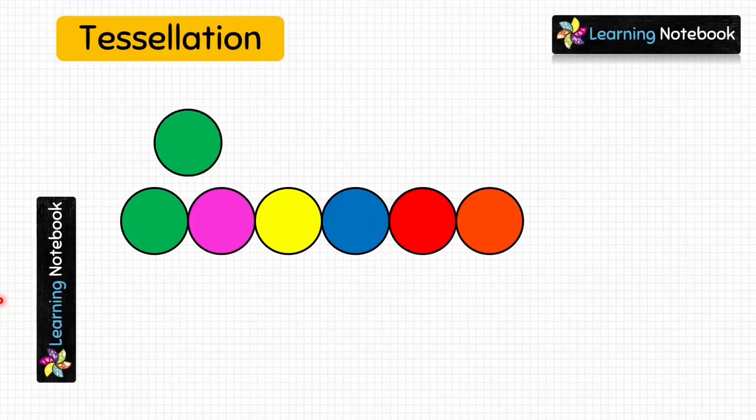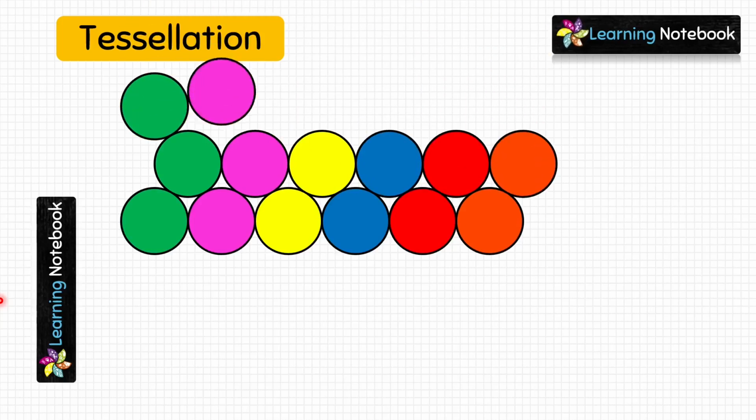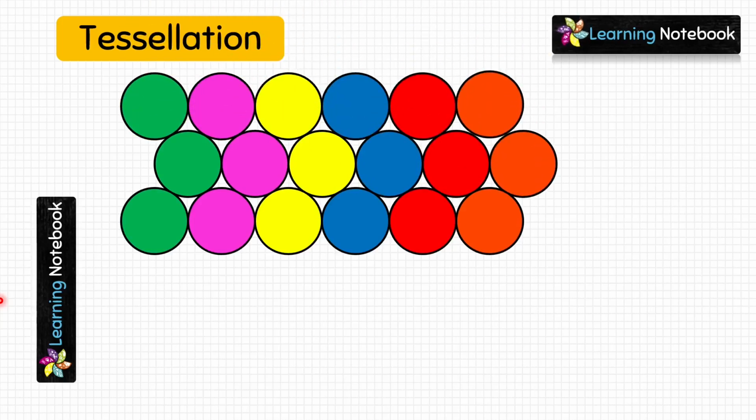Now students, look at this pattern. Can you tell me if it is a tessellation or not? Yes, here these circle tiles are of the same size, and each vertex is also looking the same, right? So tell me whether this is a tessellation or not?